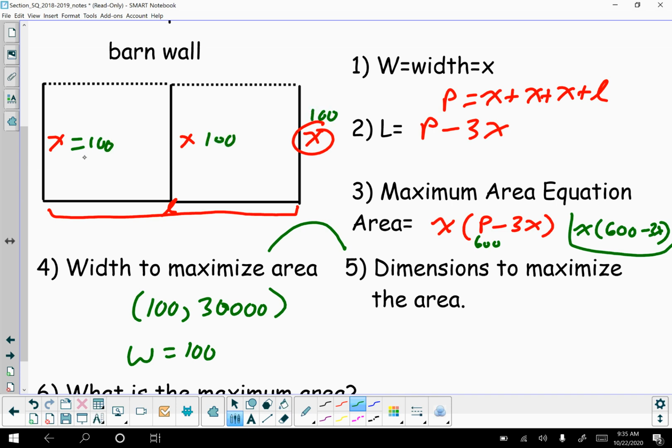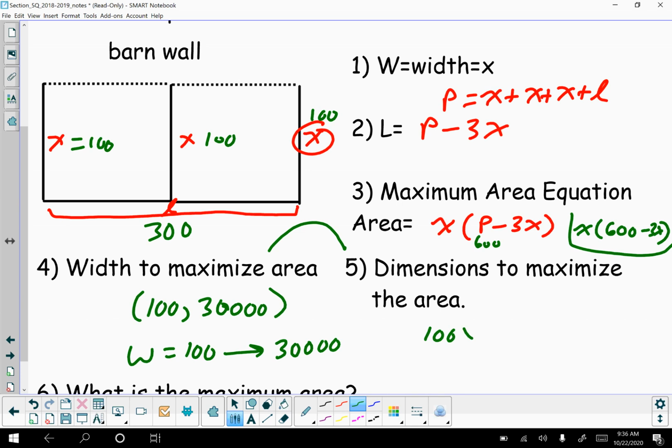100 plus 100 plus 100 is 300. I know I have 600 feet of fencing, so this has to be 300. So then my maximum area, so the width to get my maximum area. If I have a width of 100, I have a maximum area of 30,000 square units. What dimensions maximize the area?